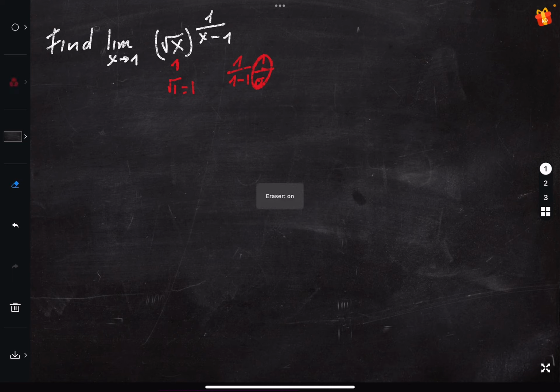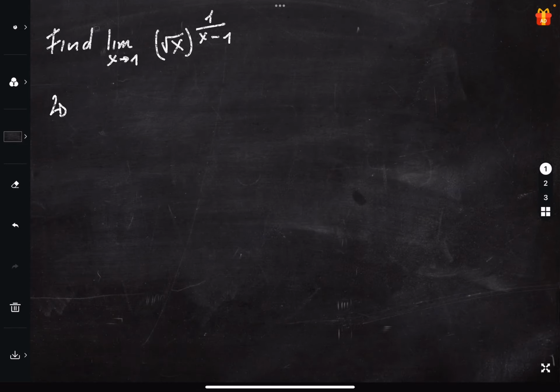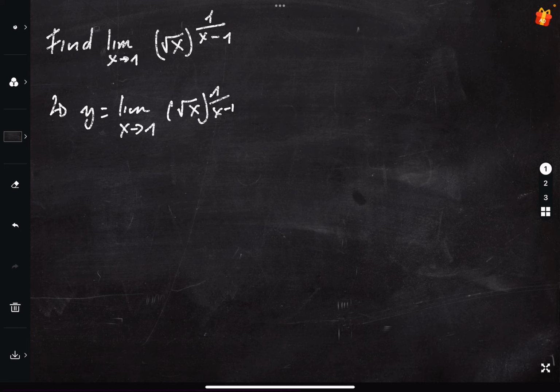But we know from math rules that we cannot divide by 0, which means that we have to find another solution. So what I'm going to do now is rewrite this as y is equal to the limit as x approaches 1 of square root of x to the power of 1 over x minus 1. Perfect. So the next thing I'm going to do is make sure that this 1 over x minus 1 changes location, because that's the problem. The problem is happening here.